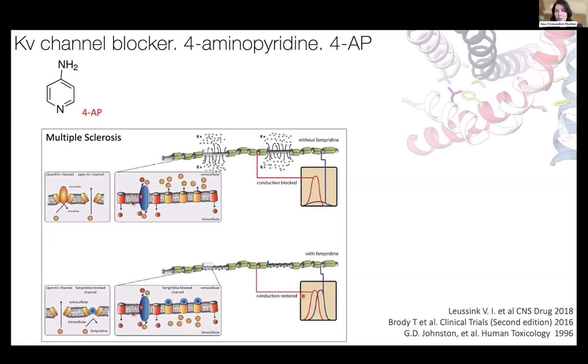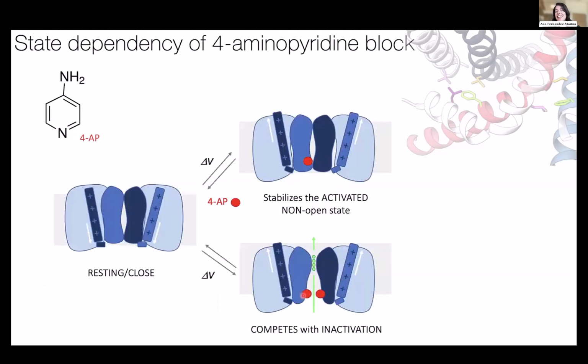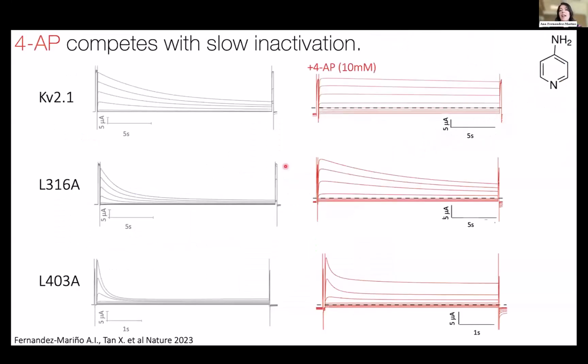But at the voltage-gated potassium channel level, it stabilizes the activated and open state, so it stabilizes the pre-open state, but it also competes with closed-state inactivation. So if the mechanism by which Kv2.1 is inactivated, and by which these residues are modifying it, is closed-state inactivation, 4AP should compete with it. Those are the experiments that I did, and this is what I saw.